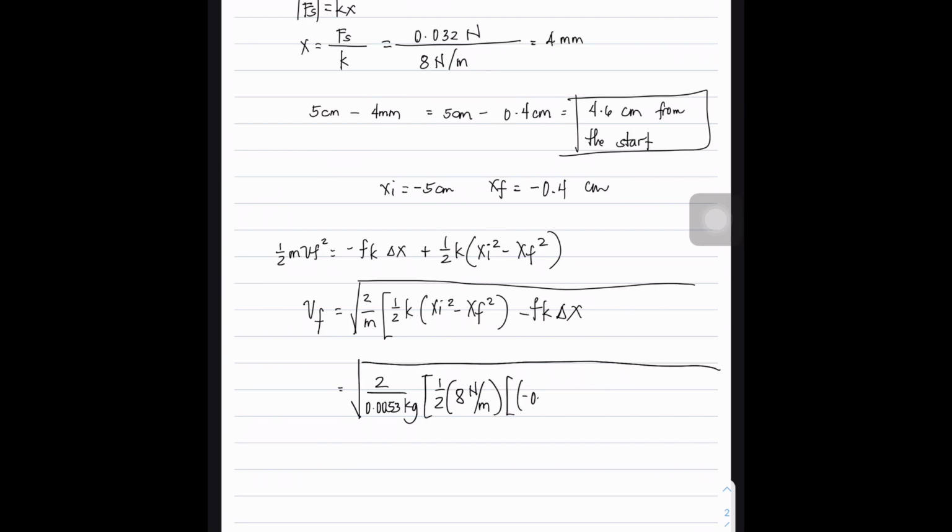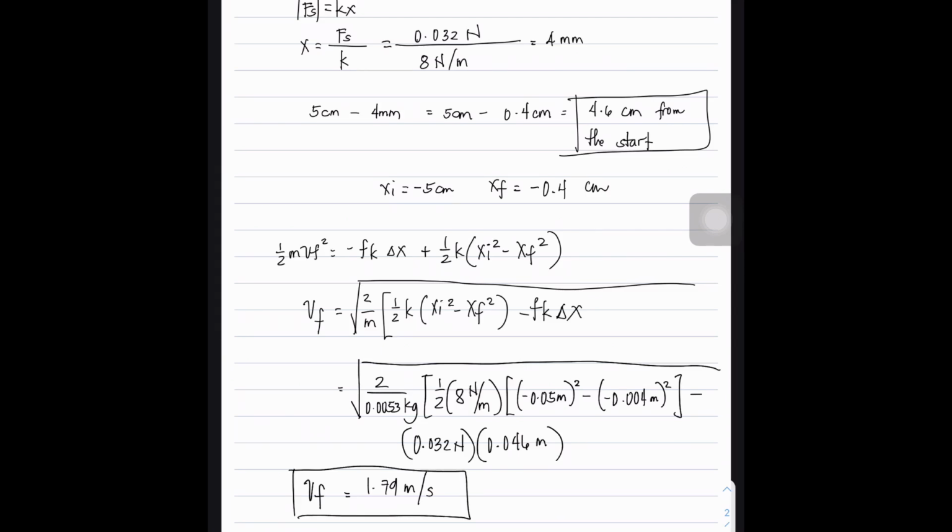Xi is negative 0.05 meters squared minus negative 0.004 meters squared minus 0.032 newtons, and the distance traveled is 0.046 meters. Okay, so the computation for this one would be equivalent to 1.79 meters per second. So this is the maximum speed.